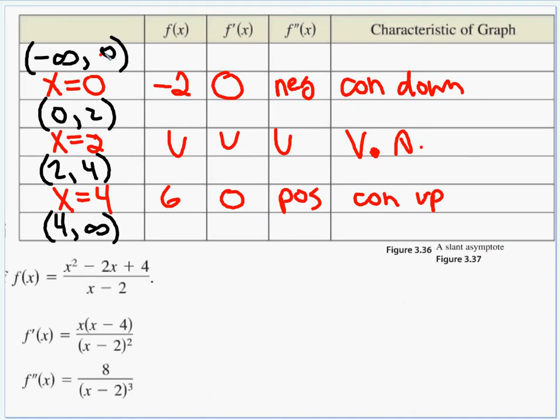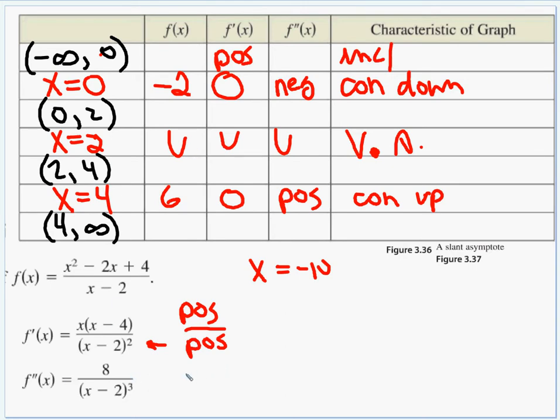Negative infinity to 0, so we can't use 0, but we can use my favorite, x equals negative 10. And remember now here, this denominator is a quantity squared. It's always positive. And if I put negative 10 in the numerator, I'm going to have a negative 10 times another negative number. That is positive. Positive over positive is positive. And that means our function is increasing.